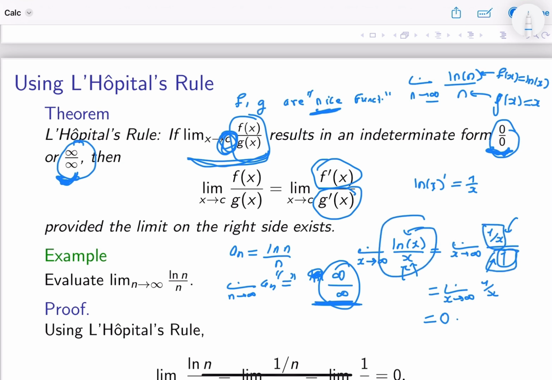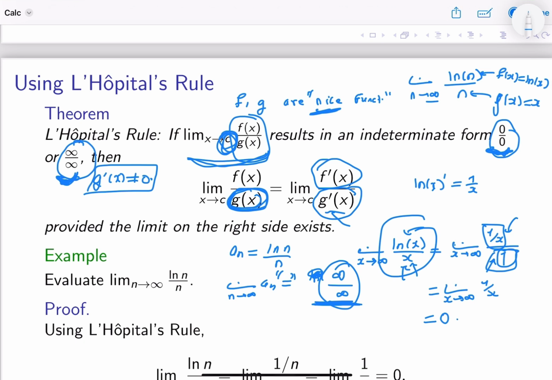And one important thing here that I should warn you about: the theorem here is missing one condition, which is that the derivative of the function in the denominator should not be 0, because you don't want to divide by 0. So for example, you can't apply this theorem when g is a constant, because the derivative will be 0 and then things won't be so nice.